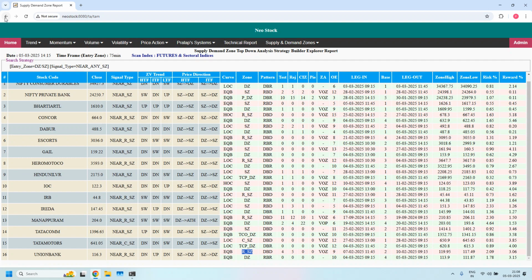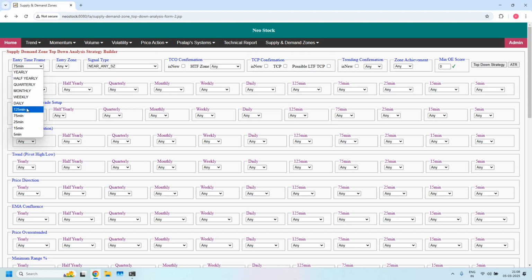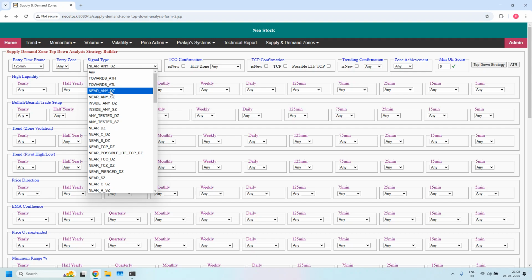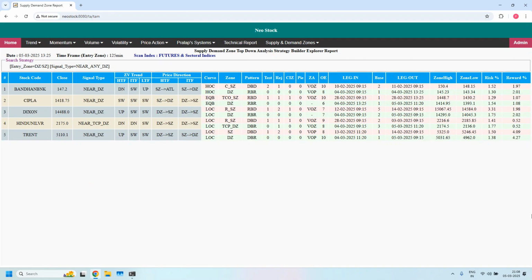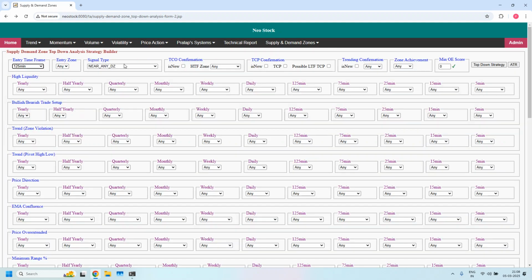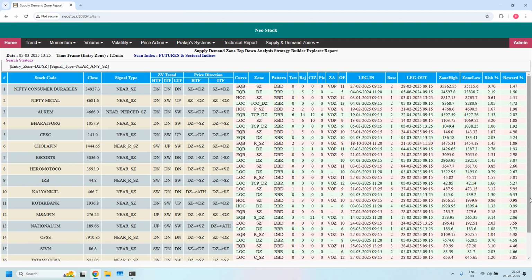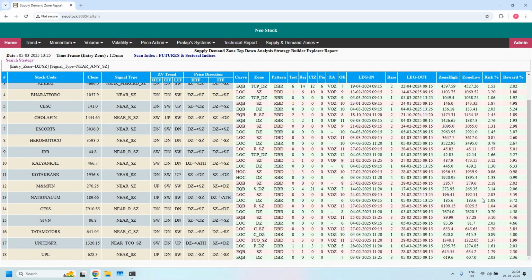I will also generate 125 minutes stocks near demand and supply zones. So this is stocks near 125 minutes demand zones. Next, for 125 minutes time frame, stocks near 125 minutes supply zone. First 15 stocks in the list. I am scrolling the list down. So total 18 stocks are filtered.